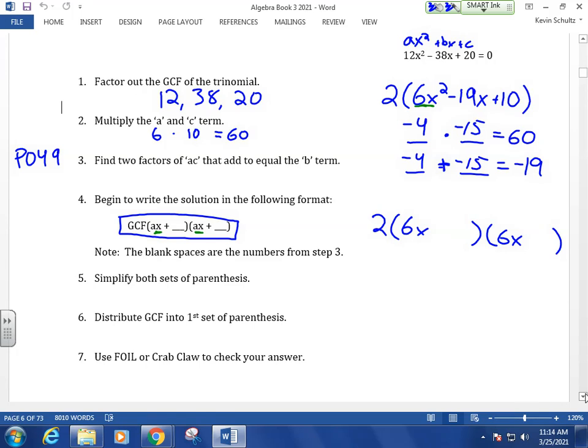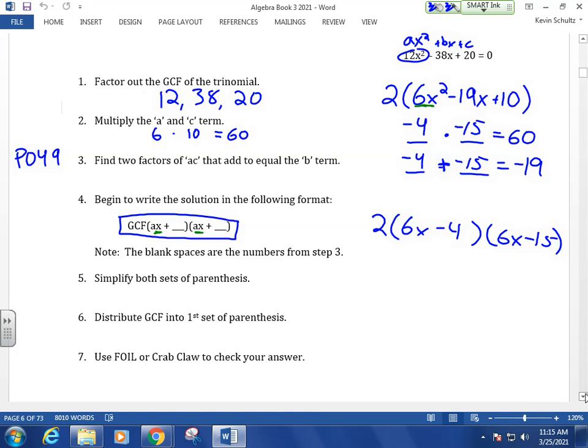Then, looking at the numbers that we used in step 3 to make this whole thing work, one of them gets the -4, one of them gets the -15. Doesn't matter which. No, we don't include the squared here because at the very end, when we check our answer with FOIL, crab claw, or the box, this 6x squared is going to come from multiplying those two x terms. So just like in PO49, when you put the x in your parentheses, it was just x. The x squared comes from multiplying them.